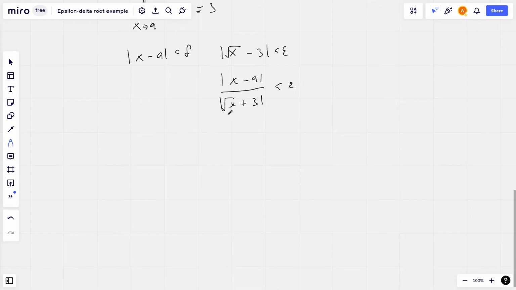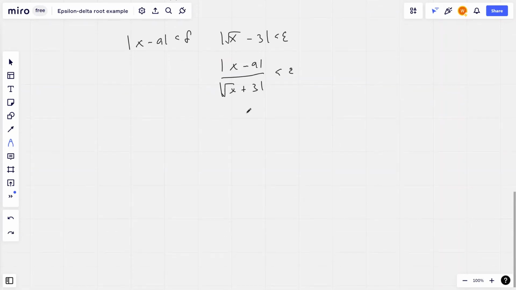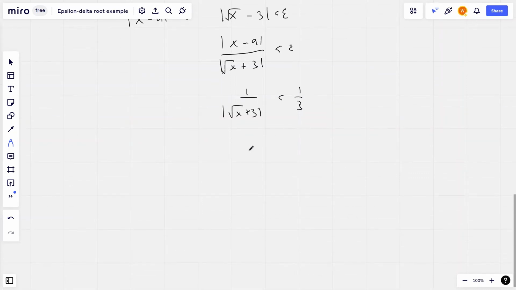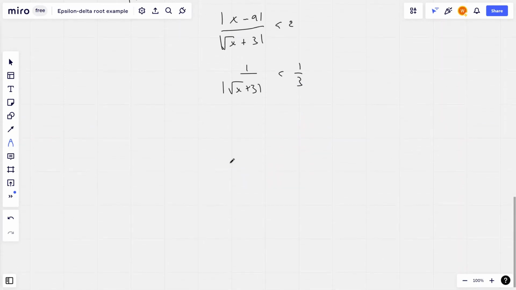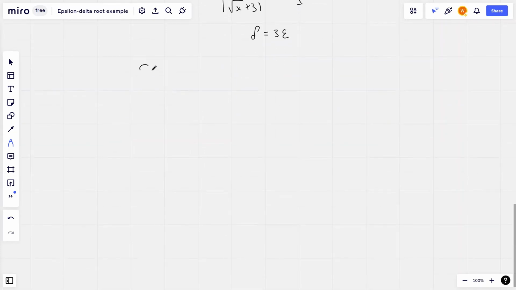And so, okay, this 1 over square root of x plus 3 is positive, we're adding a positive number to 3, so we know that this is less than a third, and so we will set our delta equal to 3 epsilon this time. Okay, now proof once more.